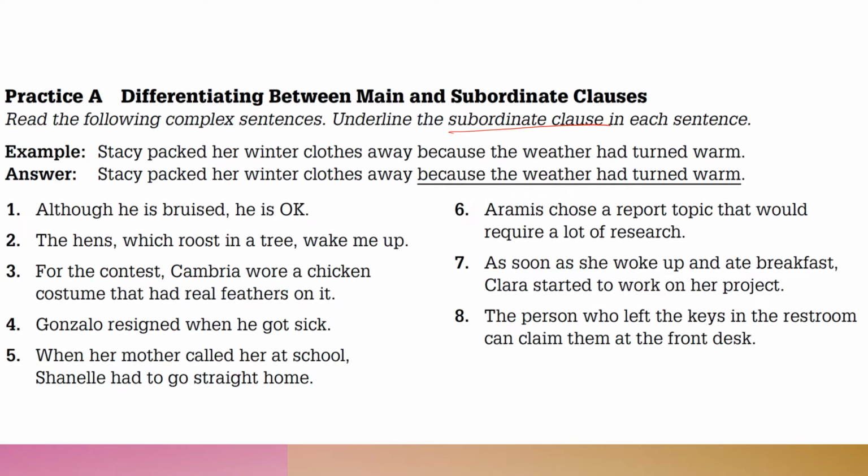For instance, Stacy packed her winter clothes away. So here, this is the independent clause, the main one. Whereas, because the weather had turned warm, this is the subordinate clause, and this is what we should underline, the subordinate clause only. Because the weather had turned warm, this cannot stand alone. The listener will be waiting for you to complete your sentence.